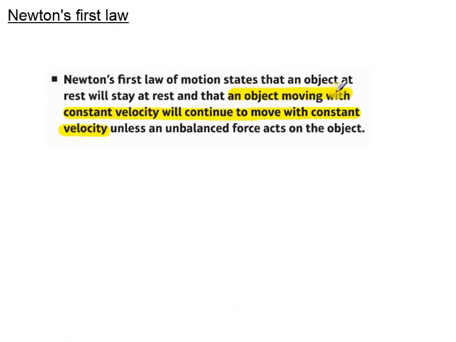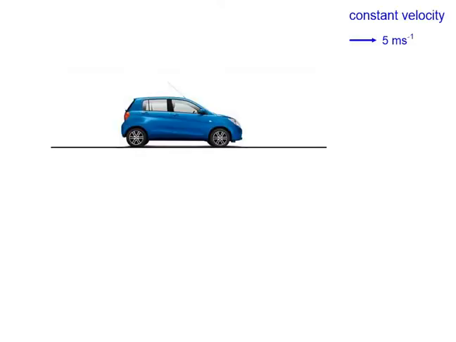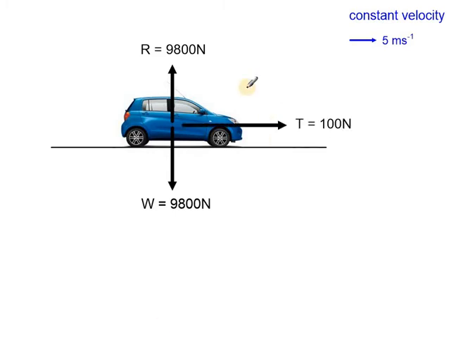An object moving with constant velocity will continue to move with constant velocity. So let's have a look at an example on this. This time the car is moving towards the right with a constant velocity of 5 meters per second. The vertical forces acting on the car are in balance. The car's engine is producing a thrust force of 100 newtons towards the right, and there's a frictional force between the tires and the road of 100 newtons acting in the opposite direction to motion.